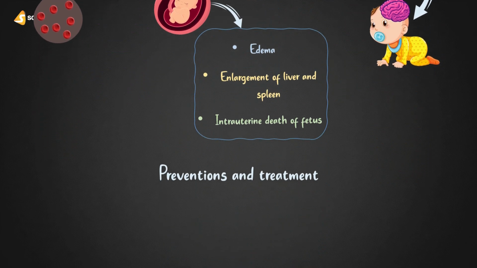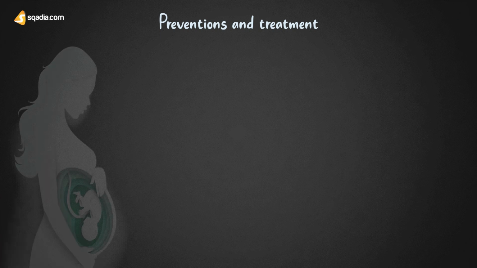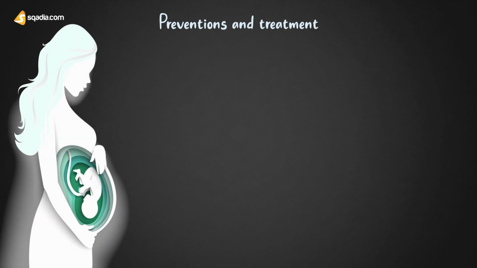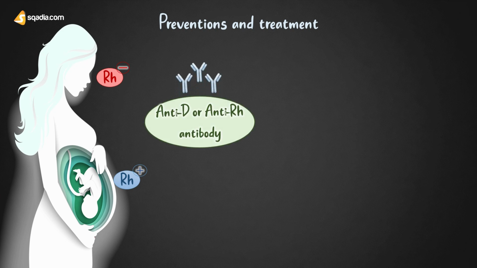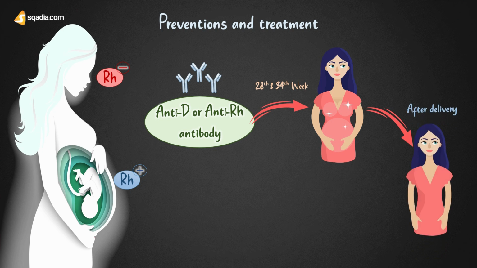So what could be the possible prevention and treatment of erythroblastosis fetalis? Well, if the mother is found to be Rh negative and the fetus is Rh positive, antibody against the antigen, or anti-Rh antibody, should be administered to the mother at the 28th and 34th weeks of gestation as a prophylactic measure. If an Rh negative mother delivers an Rh positive baby, then anti-D should be administered to the mother within 48 hours of delivery.